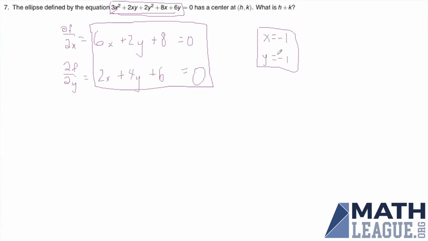And at the same time, we figured out that the place where this is minimized is also where the center of the ellipse is. So the center of the ellipse is at (-1, -1). And the sum of this, -1 plus -1, is -2. So this is just another way to solve this problem, if you don't really know how to do it originally, if you've done calculus before.